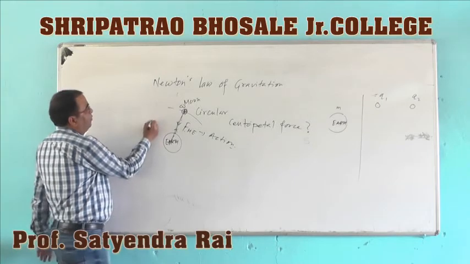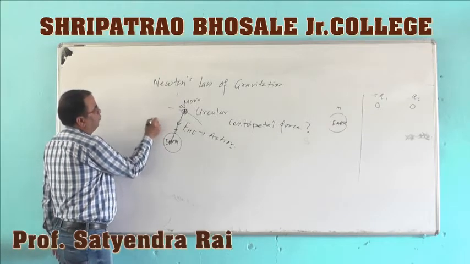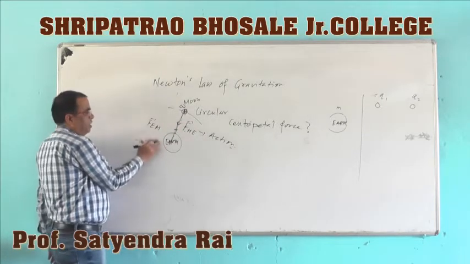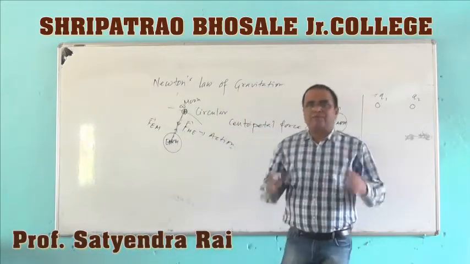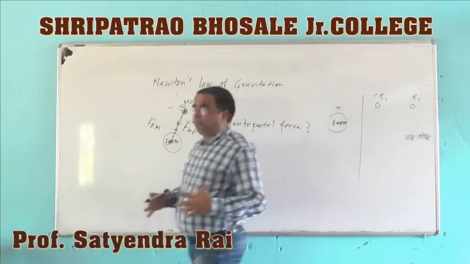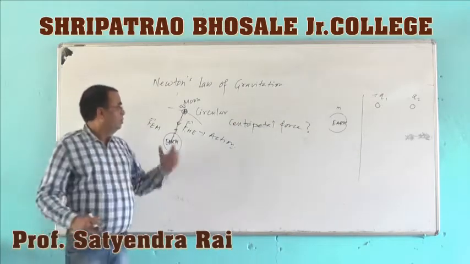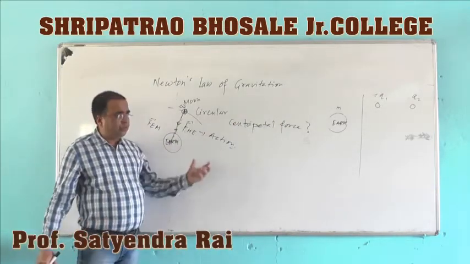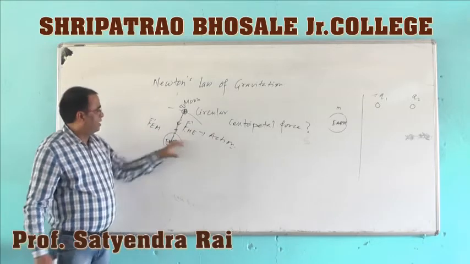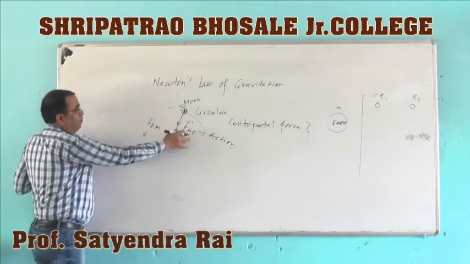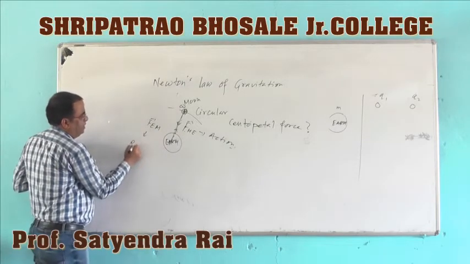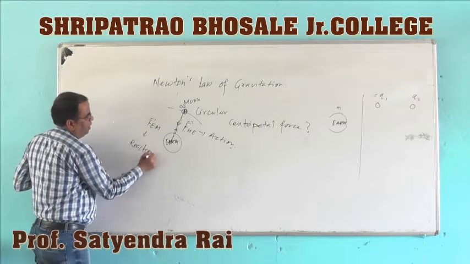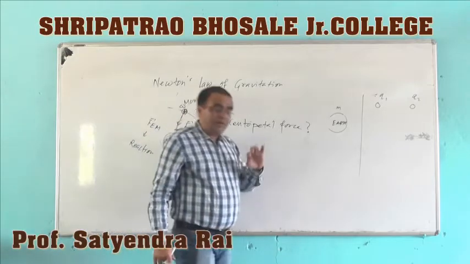And this is F_EM, the force acting on Earth applied by the Moon. So these two forces, F_ME and F_EM, together make an action-reaction pair. So if F_ME we call action, then we must call F_EM its reaction.